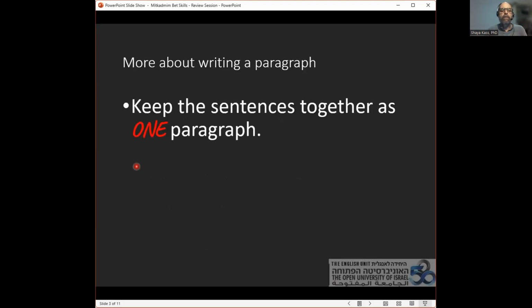When you're writing a paragraph, keep the sentences together in one paragraph. Do not start a new line with every sentence. That's not a paragraph, that's 5 sentences. Keep it together in one paragraph.